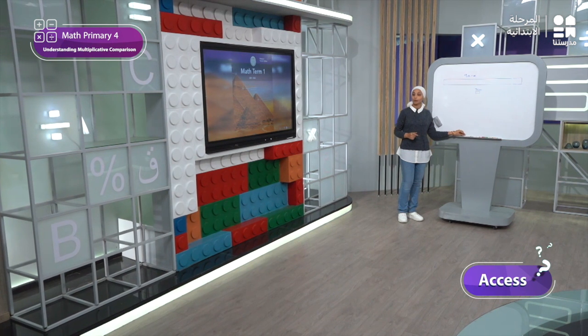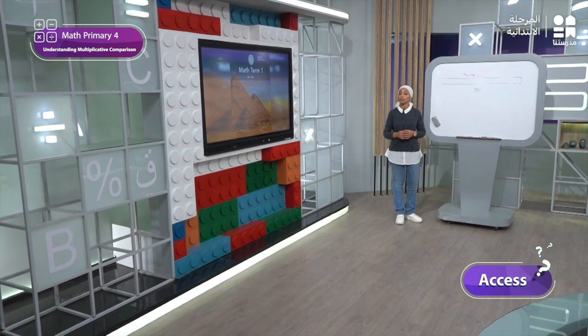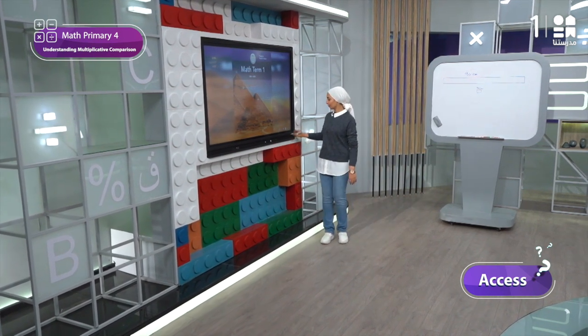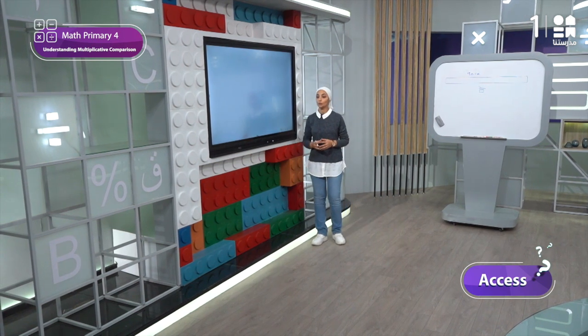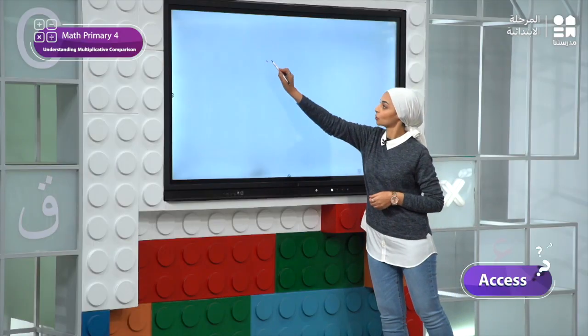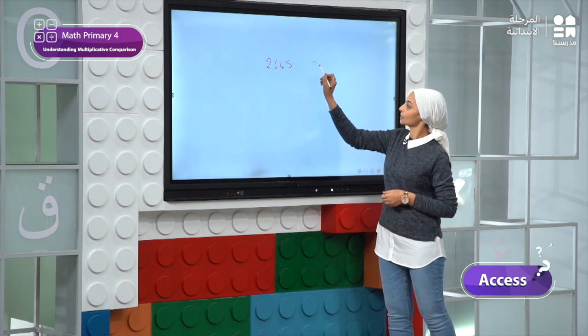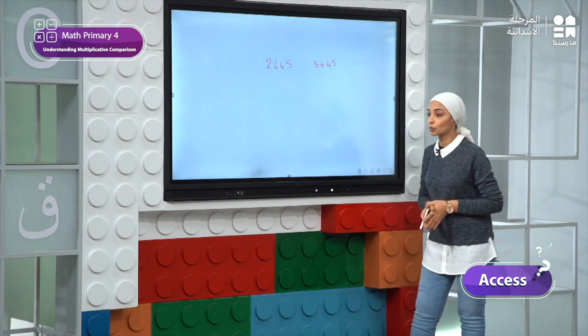Now in unit 1, if you remember, we learned اتعلمنا ازاي to compare numbers using the place value. Let's see this. طيب, here for example, if we want to compare between 2645 and 3645, تعالوا نكتبهم كده, 2645 and 3645. I want to compare between these two numbers.